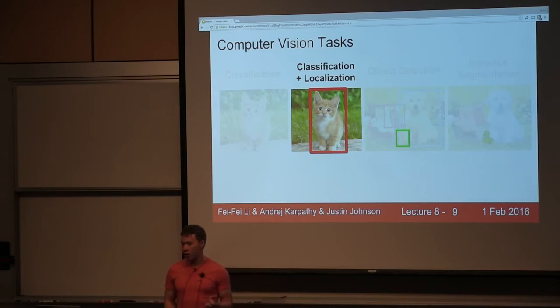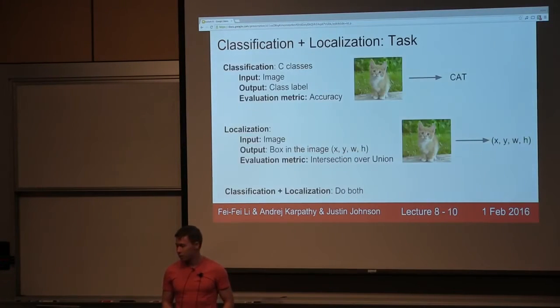So we're going to first talk about classification and localization, because it's kind of the simplest. So just to recap what I just said, classification is one image to a category label. Localization is image to a box. And classification plus localization means we're going to do both at the same time.